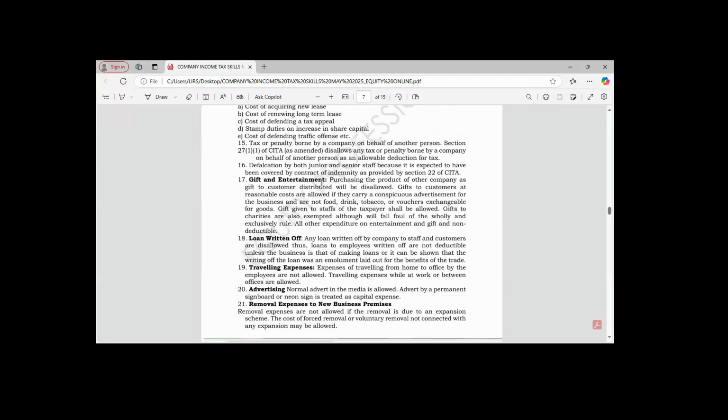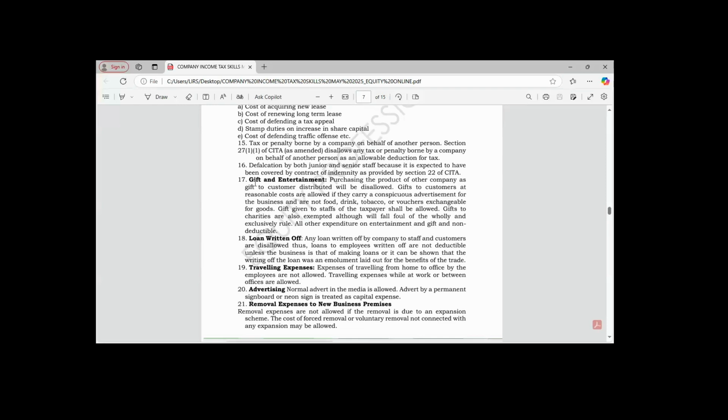Defalcation by both junior and senior staff. Defalcation, in Yoruba, they usually call it a forwarder stealing. Those people usually steal their company's money. So any stealing is also not allowable, whether by junior or senior staff. Why? Because it is expected that an insurance would have been established for that particular scenario. So when there is such a scenario, compensation is expected to be received.